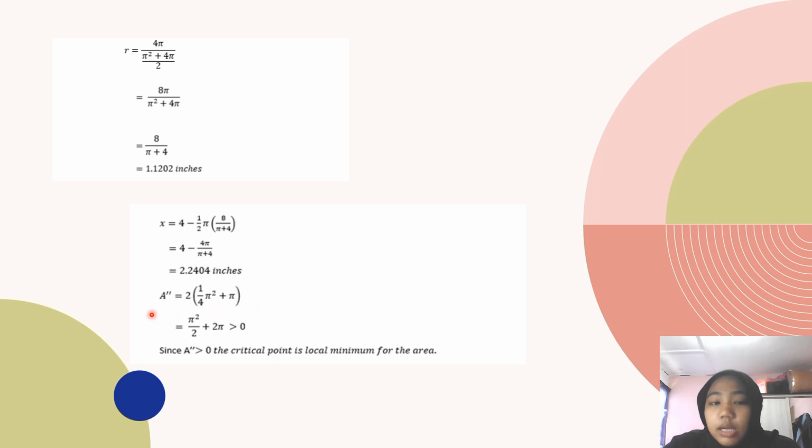And then we differentiate the A for the second time, which is we'll get 2 bracket 1 over 4π² plus π close bracket, and we get π² divided by 2 plus 2π equal to larger than 0. Since A double prime is larger than 0, the critical point is the local minimum for the area.